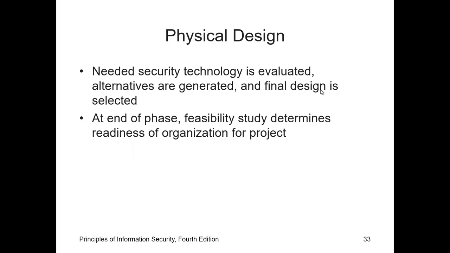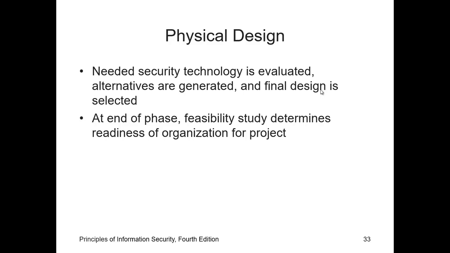In the physical design phase, the organization should identify the technologies needed to support the implementation of the new security system, which includes hardware, software, and network devices. The selected components are evaluated based on a make or buy decision, develop in-house or purchase from outside. Alternative solutions are generated and the final decision is agreed on.